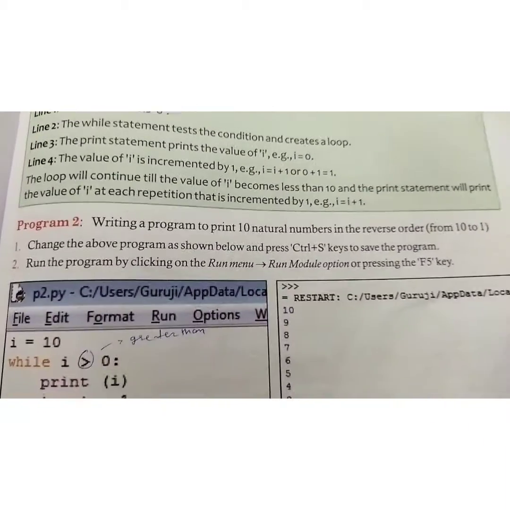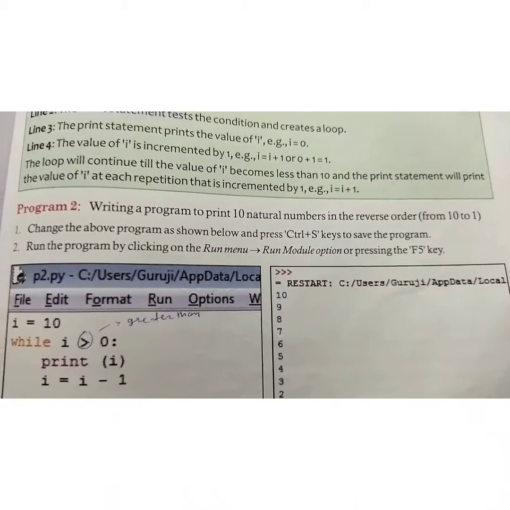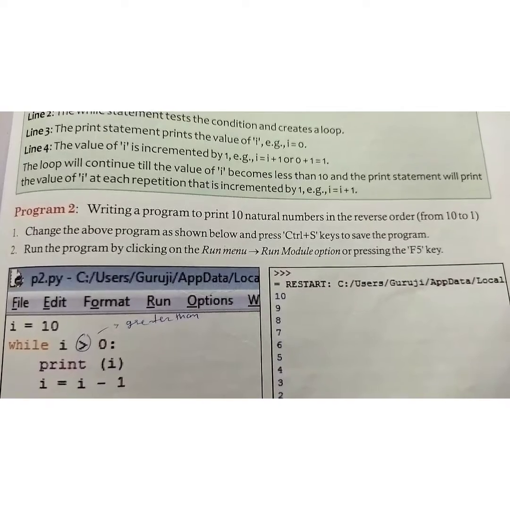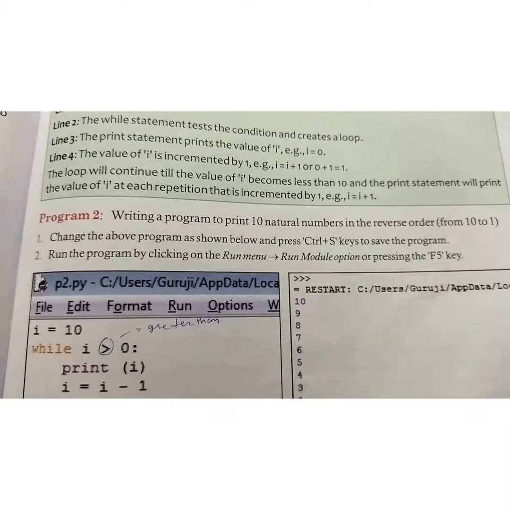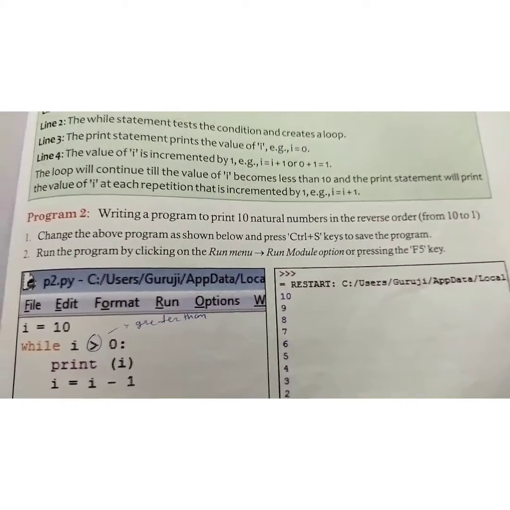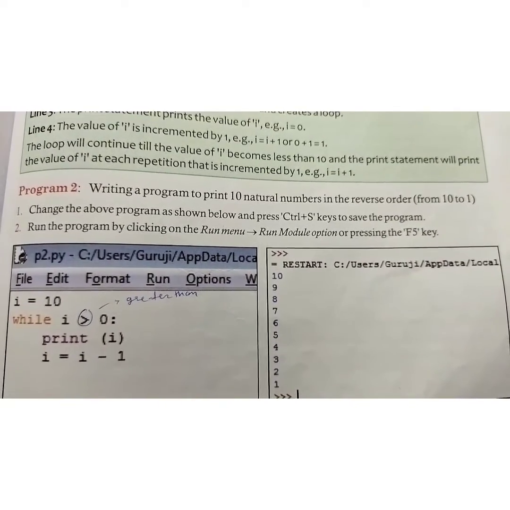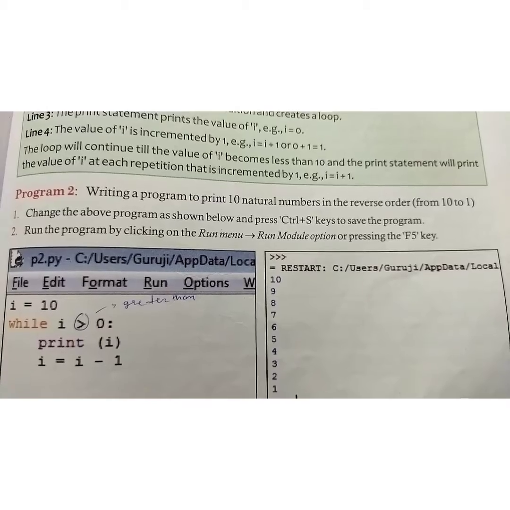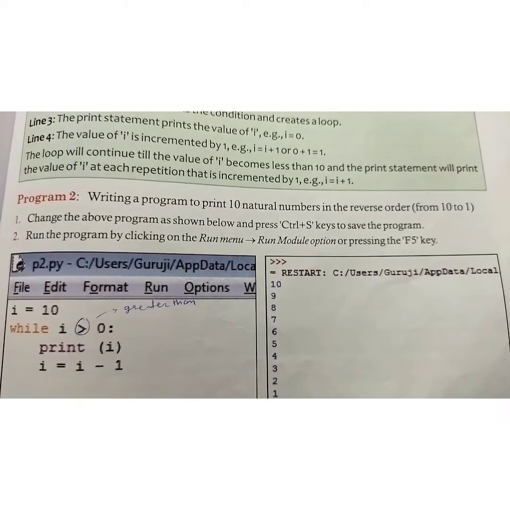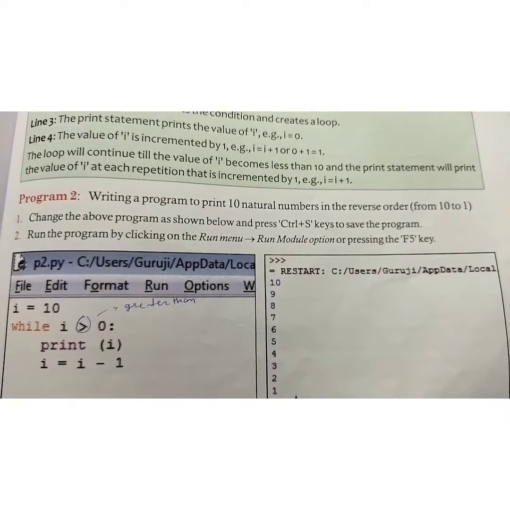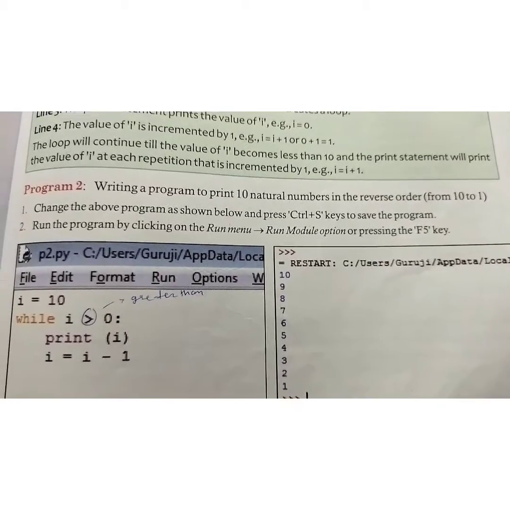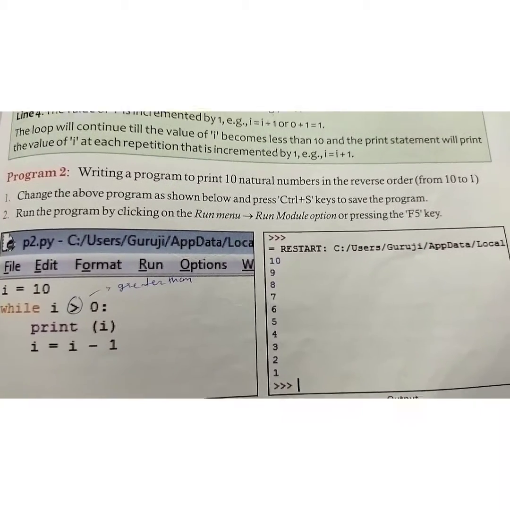Then next, program number 2, students: write a program to print 10 natural numbers in reverse order, from 10 to 1. First of all, open a new program, new page. You will write this program: i = 10, while i > 0: print(i), i = i - 1. You will save this program and run it with the F5 key.